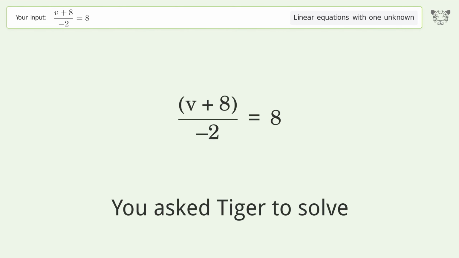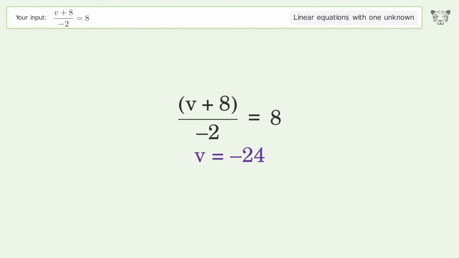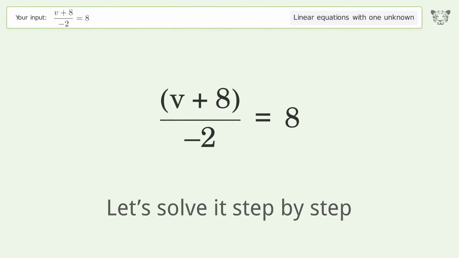You ask Tiger to solve. This deals with linear equations with one unknown. The final result is v equals -24. Let's solve it step by step.